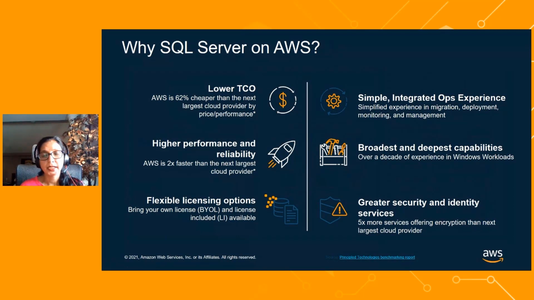So why SQL Server on AWS? Customers have been running SQL Server on AWS for more than a decade now. AWS is 62% cheaper than the next largest cloud provider by price performance. It's two times faster than the next largest cloud provider. You can get better price performance and reliability. Also, with a flexible licensing option, you can bring your own license, and you can also run SQL Server on a license-included instance. We can simplify the deployment experience in the migration, monitoring, and management.